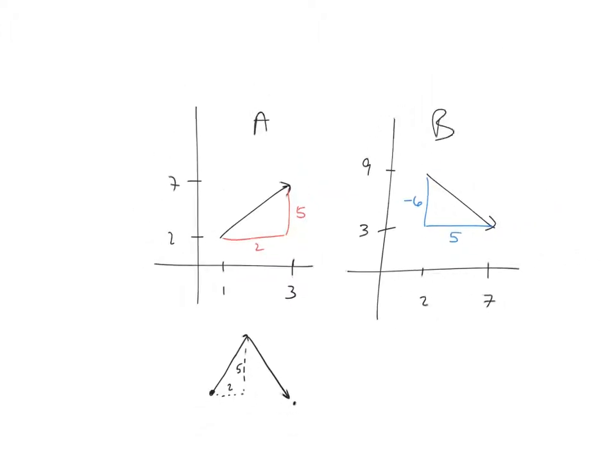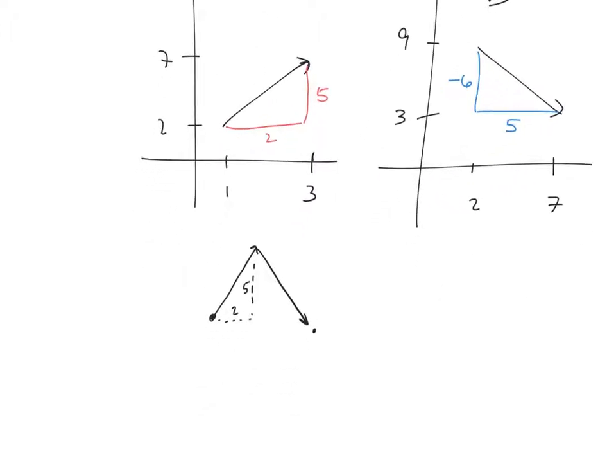Now, overall, if I know I came down 6, it means I'm down 1 more unit, and I'm over 5. That makes that a 5, and makes that one a 6 right there.